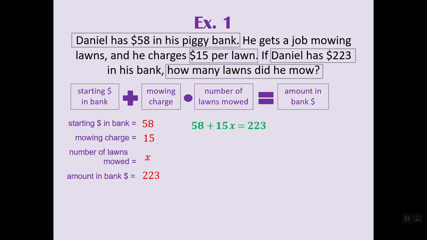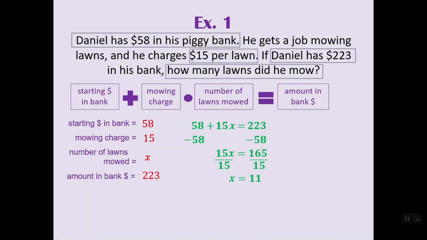It's a beautiful algebra equation that you now know how to solve. So we're just going to go ahead and solve this. We're going to subtract 58 from each side. Go ahead and be sure to write every step in your notes, just like you see here. The result there is 15x on the left, and on the right, 223 minus 58 is 165. To get x isolated, we're going to divide each side by 15, and we get x equals 11.